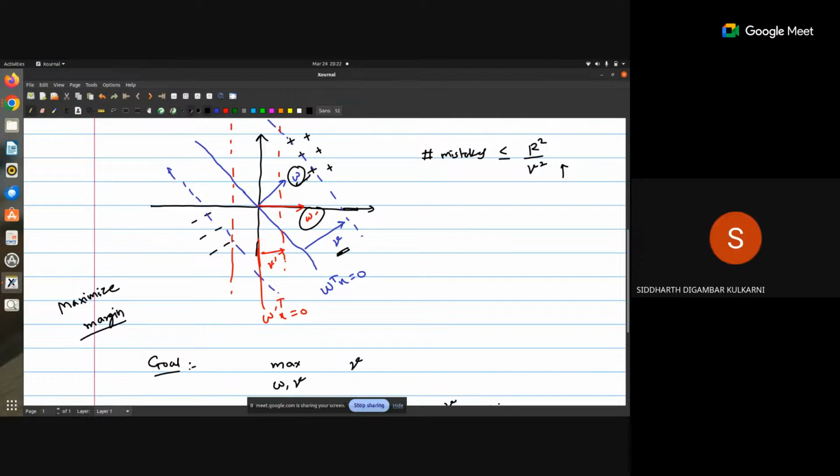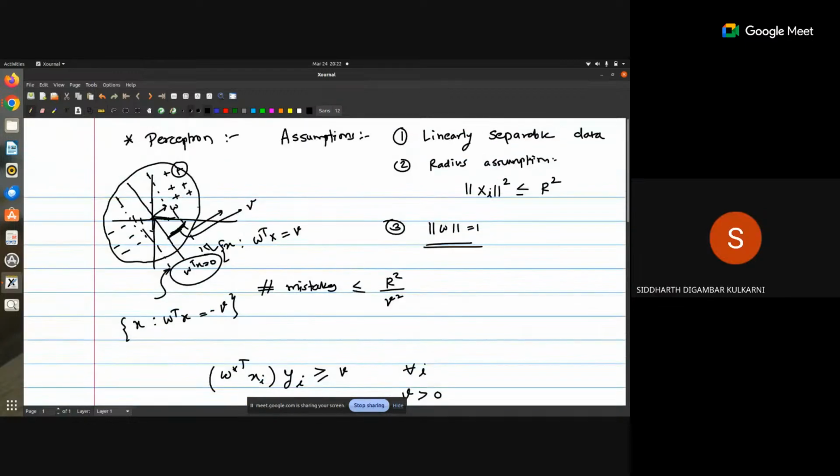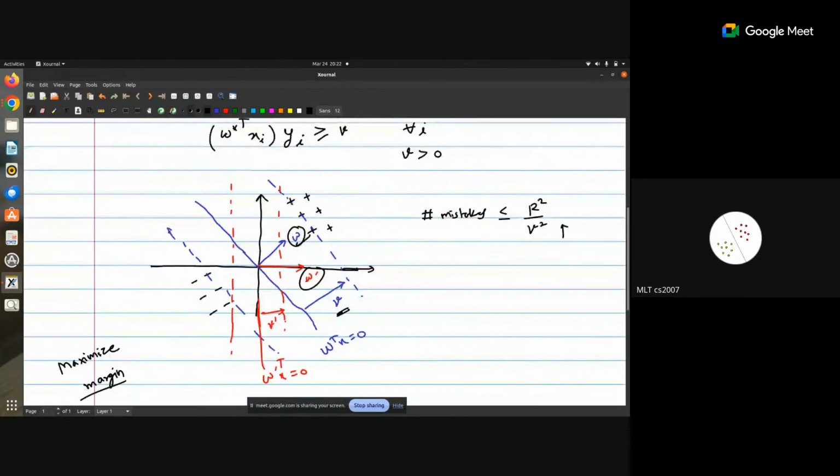Okay. So the one question here: using Perceptron, we can get either of these W's. It's not necessary that we'll get the optimal W, right? No. Because how does Perceptron work?